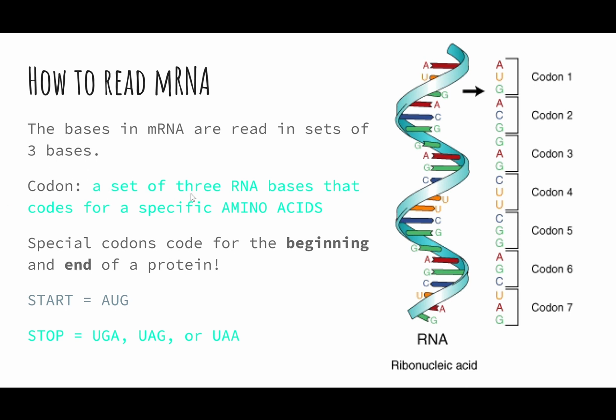So it's a set of 3 RNA bases, and it codes for a specific amino acid. You can see here in my little picture, you have the RNA, a single-stranded spiral, and we can divvy it up into these sets of 3 letters, and each of them is going to be a codon, okay? So we have 7 codons here, so we have 21 letters in total. Like I said, each codon codes for a specific amino acid.